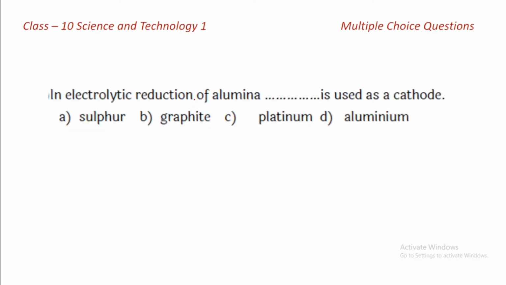In electrolytic reduction of alumina, dot dot is used as a cathode. Sulfur, graphite, platinum or aluminium. Option B is the correct answer for this question. In electrolytic reduction of alumina, graphite is used as a cathode.